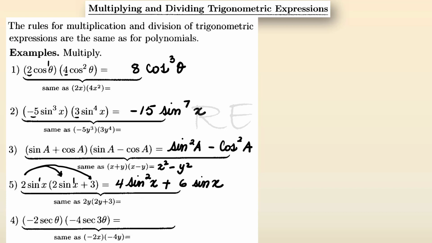Negative 2 secant theta times negative 4 secant 3 theta. Negative 2 times negative 4 is positive 8. Secant theta and secant 3 theta are not like terms, so we should not combine them. We get 8 secant theta times secant 3 theta.